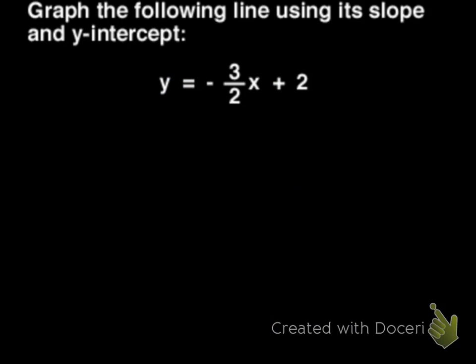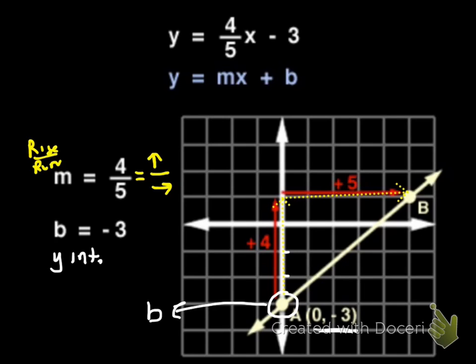Alright? Oops. Up 4, over 5. And there's my next point. So I would plot my 2 points. There's my b, and connect your line. Which they've already done.